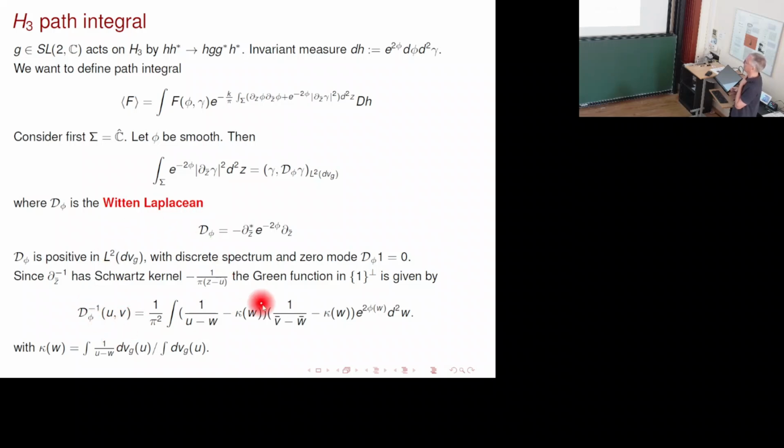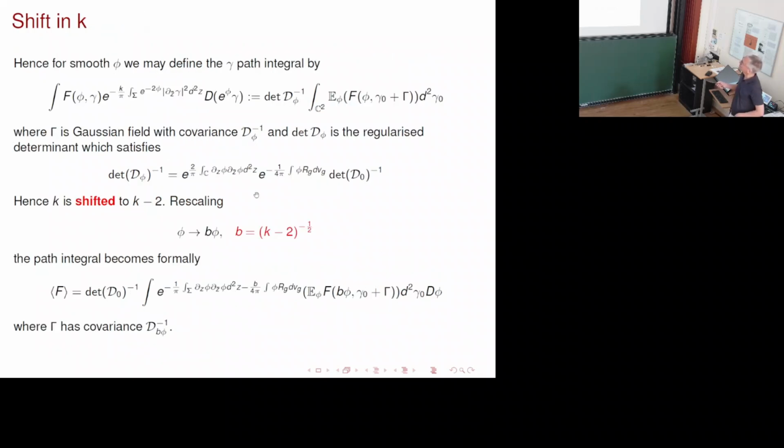The covariance now has some nice looking terms here. An exponential of 2 times phi. It starts to smell like Gaussian multiplicative chaos, right? Because phi is supposed to be, in the end, not smooth, but Gaussian free field. So that looks sort of promising. So for phi smooth, anyway, we could just define this path integral over gamma as follows.